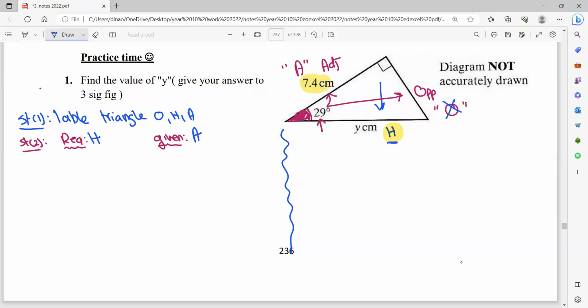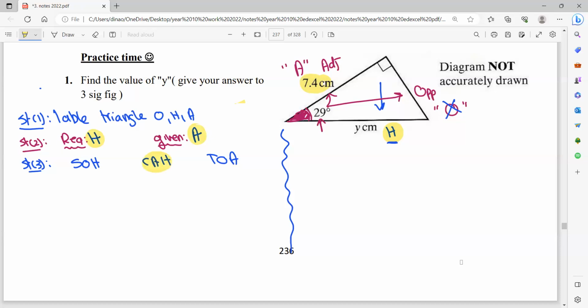And now we have the 3 rules, which are SOH, CAH, and TOA. So CAH TOA, these are the 3 rules that we have. Now it's time for us to decide which rule to use. So you need to look at the given and the required, and you need to check which function has both letters. Which function has both letters? The sine has the O and the H.